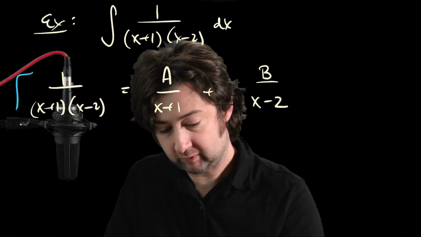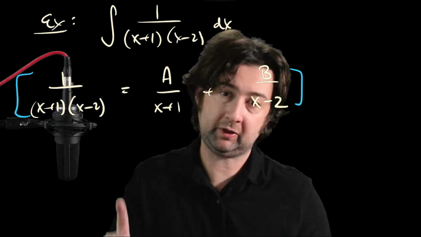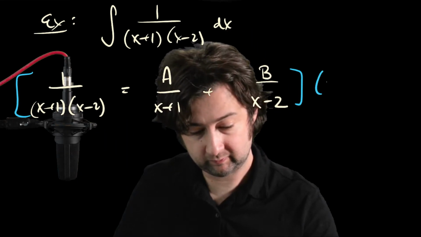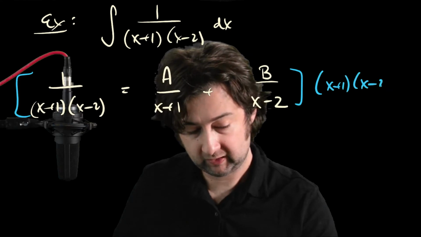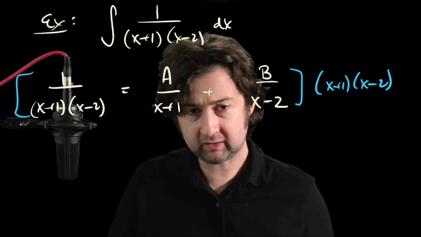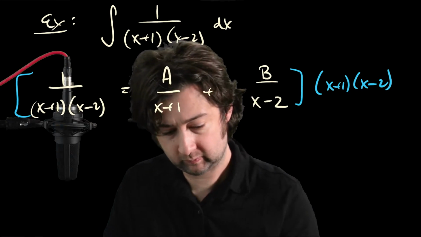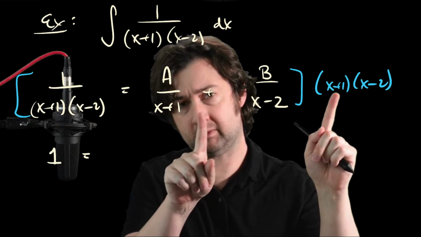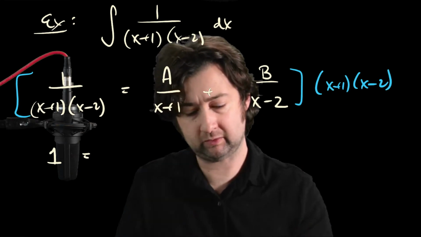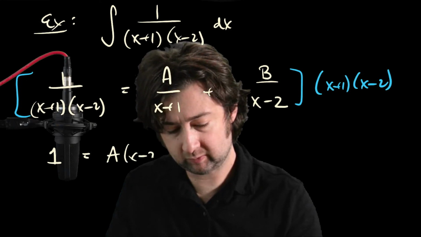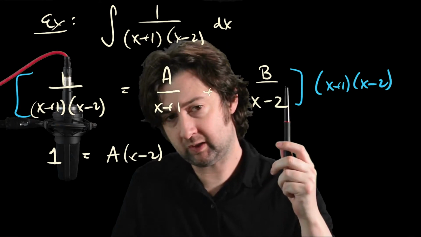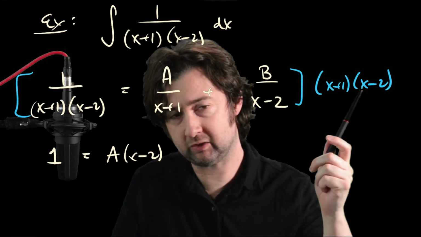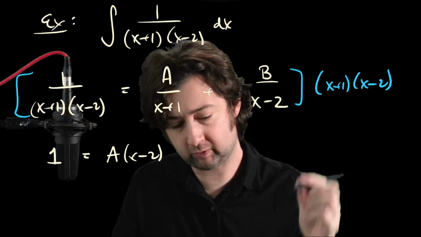So the typical trick is we think of taking the entire equation and multiplying by the denominator of the left-hand side. So I'm going to take everything and multiply it by x plus 1, x minus 2. On the left-hand side, the denominator clears completely. 1. On the right-hand side, what will happen is when you take this and multiply it by this term, the x plus 1's cancel, and what you get left over is a times x minus 2. Likewise, when you take b over x minus 2, when you multiply it by something that has an x minus 2 on top, the x minus 2's cancel, and what's left over is the x plus 1.